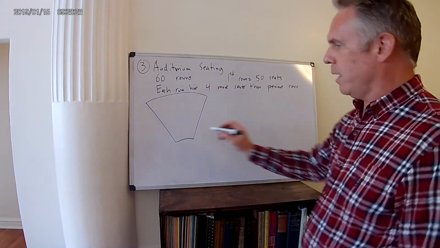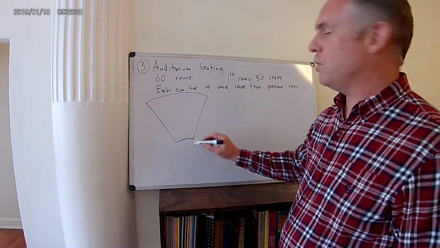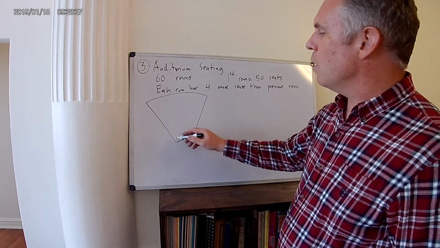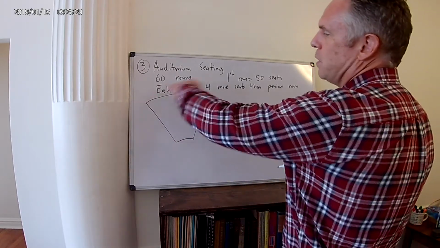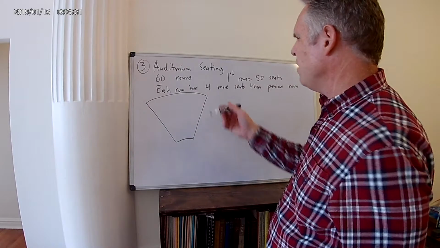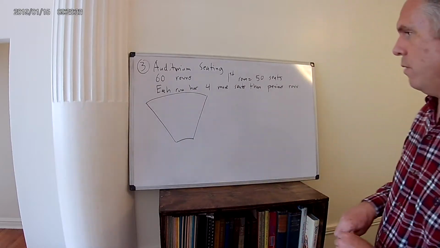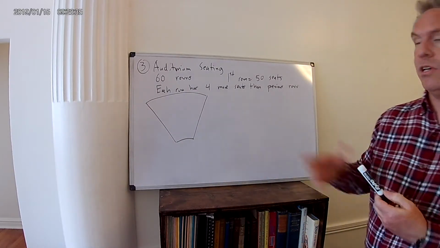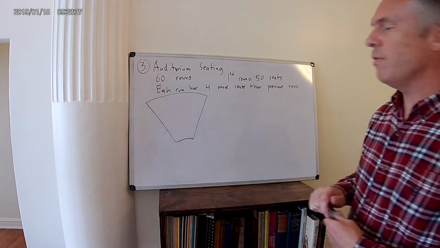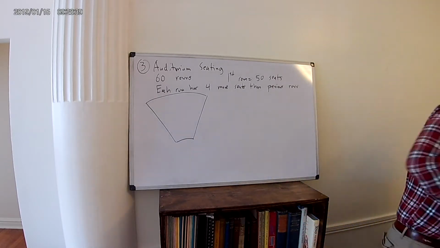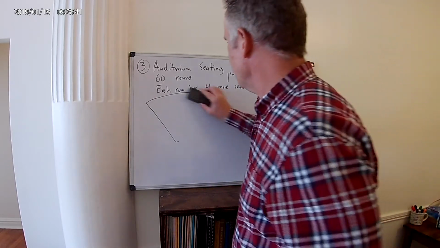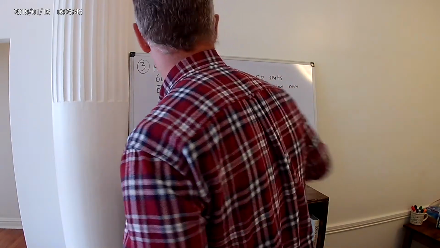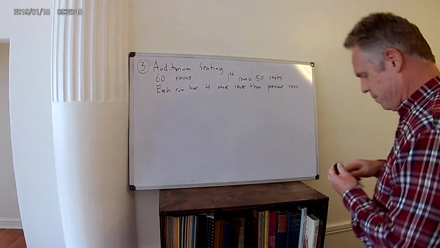Your first row has a certain number of seats, 50 seats actually, and each row you're adding 4 more seats, so the rows would get progressively longer. This is kind of like a Greek amphitheater, if you've ever seen one of those, or an amphitheater type seating structure. And the question here is, how many total seats are in this auditorium?